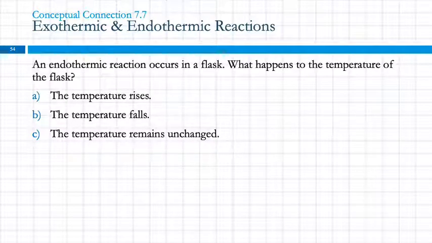So an endothermic reaction happens in a flask. What happens to the temperature of the flask? The reaction is endothermic. So what's happening to the reaction? Heat's going into it, right? The flask is not the reaction. The flask is around the reaction. The flask is part of the surroundings. So if the reaction is endothermic, energy is going in, what's happening to the flask? The temperature would be falling because it's losing energy. As it loses energy, its temperature will go down. So the temperature falls.